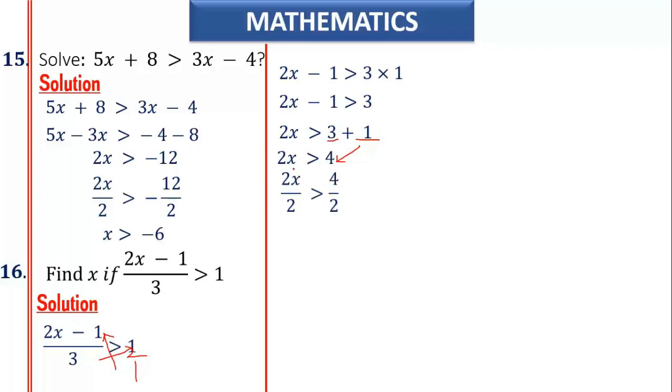dividing both sides by 2. 2 into 2 is 1, and 2 into 4 will give us 2. So that means our x is greater than 2.